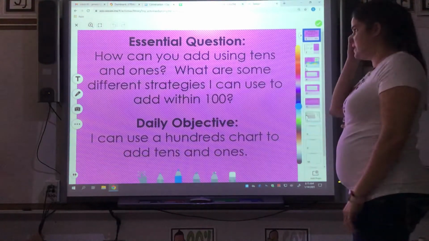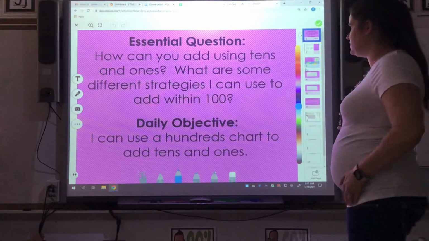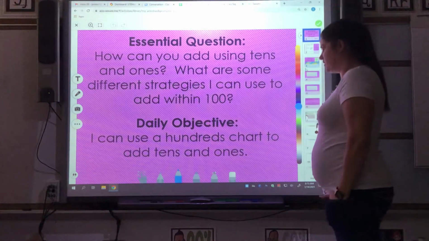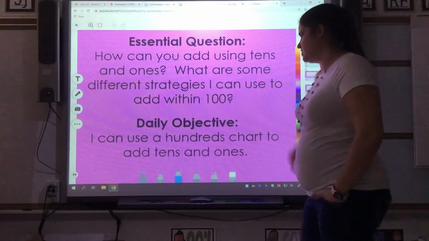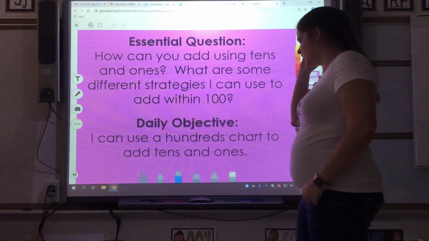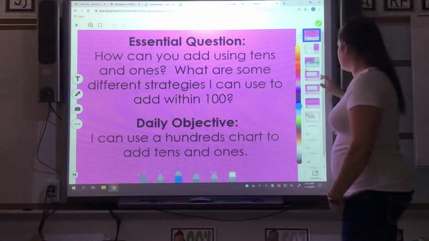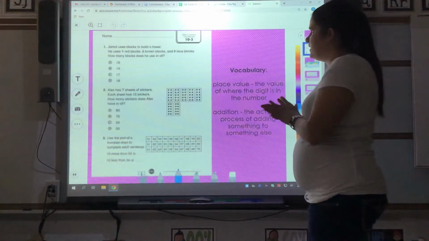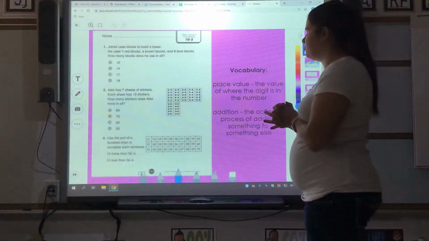Good morning, boys and girls. Today's essential question: how can you add using tens and ones? What are some different strategies I can use to add within 100? So today's strategy that we're going to talk about in our daily objective: I can use a hundreds chart to add tens and ones. So for our review, it says Jamal uses blocks to build a tower.